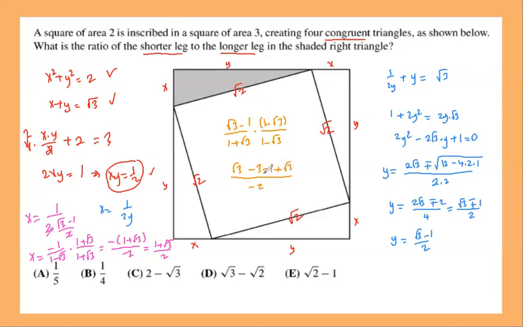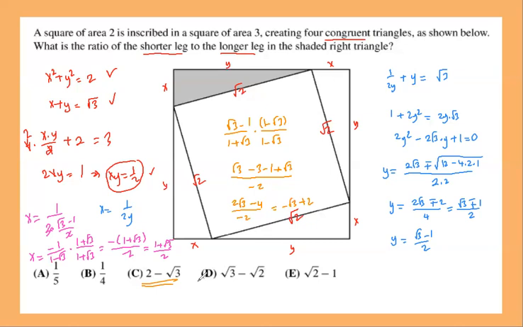That should give us 2 root 3 minus 4, over negative 2. If you divide by negative 2, you will get negative root 3 plus 2, which is 2 minus root 3. The answer is this number.